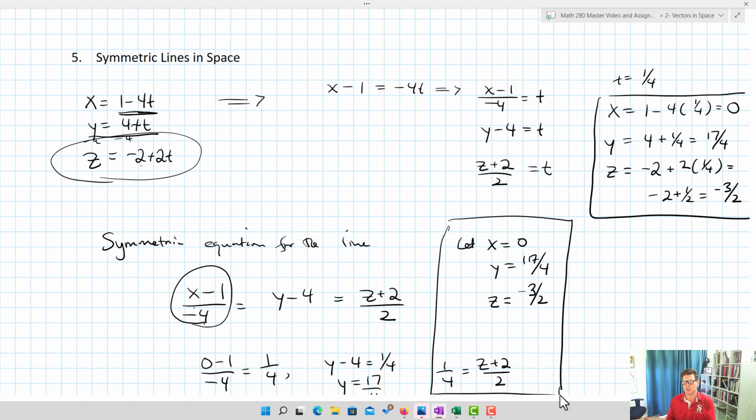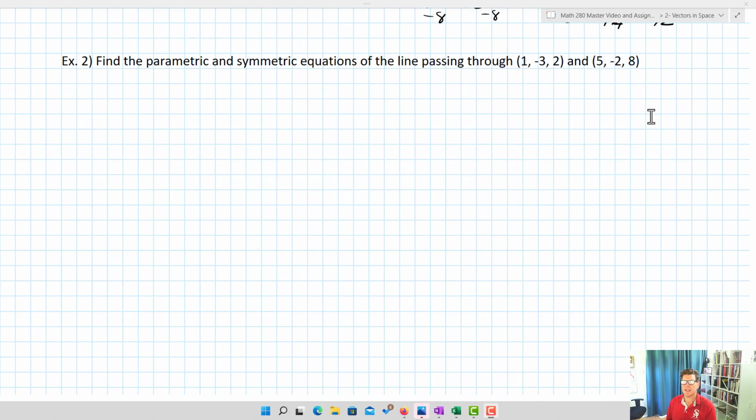Okay? So basically, this is going to give us a different way of finding the values for x, y, and z, depending upon what we're given or what might be easiest for us. Sometimes this is also going to come in handy when we do some proofs. Let's take a look at another example.